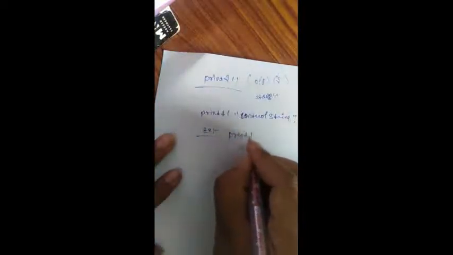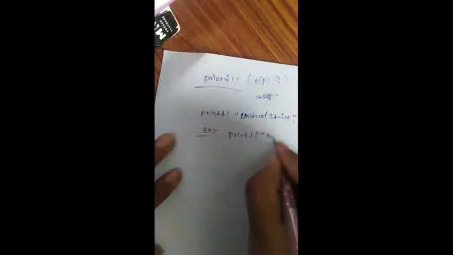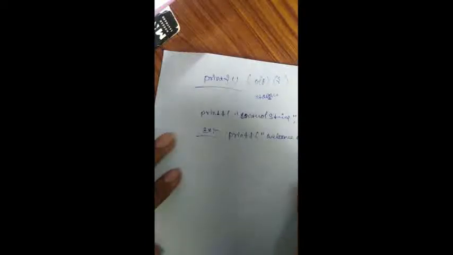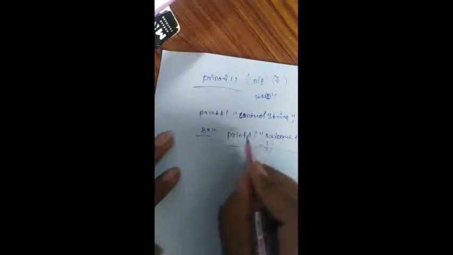printf("Welcome to C"). This one is the printf. What will the output be? Welcome to C. This is your output. Whatever output we want to represent, we write it in printf. Whatever input we want to represent, we use scanf. That's it. This is the formatted data input and output with printf and scanf.